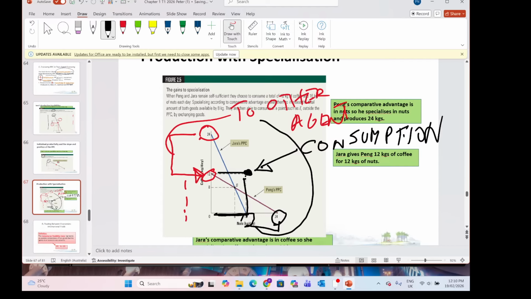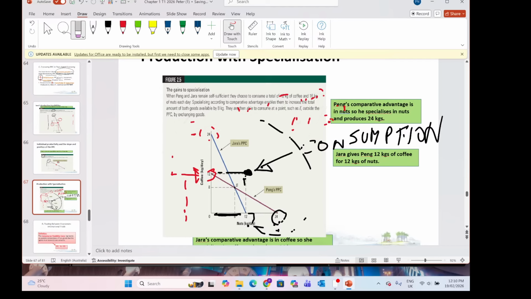And between them, what these two guys have been able to achieve here is really they've been able to turn their two production possibility curves into a consumption possibility curve.